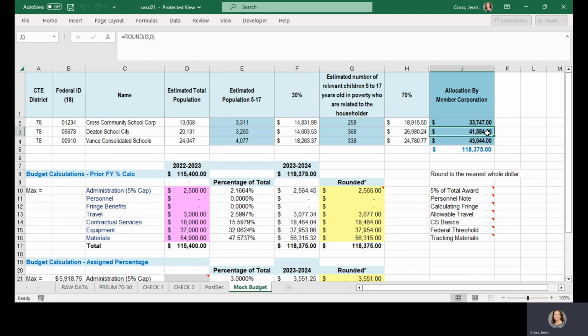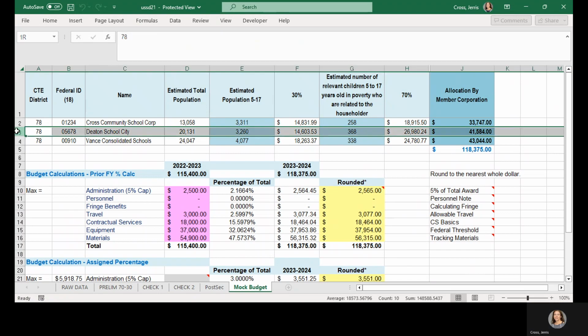They take with them the amount of their allocation by member corporation. So they take that amount with them. If they were going to do it this year, they would take $41,000 with them, and CT District 78 would lose $41,000. That's what happens when they separate. Now, if they join an existing consortium, that $41,000 goes to the existing consortium. So it just moves along with the school corporation. It doesn't become part of a CT district until we get that total.